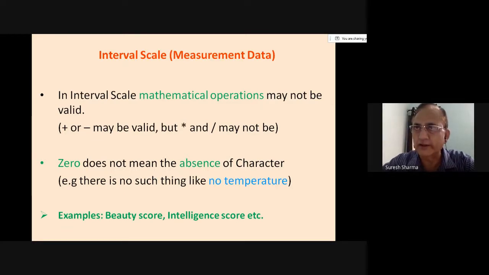Hopefully the idea about the interval scale is clear. And moreover, in interval scale, 0 always has some kind of meaning. For example, temperature 0 has a meaning. Score obtained by students, if it is 0, has a meaning, right? So 0 has a meaning in interval scale. That's why 0 is called an arbitrary 0 in interval scale. It doesn't mean the true 0.